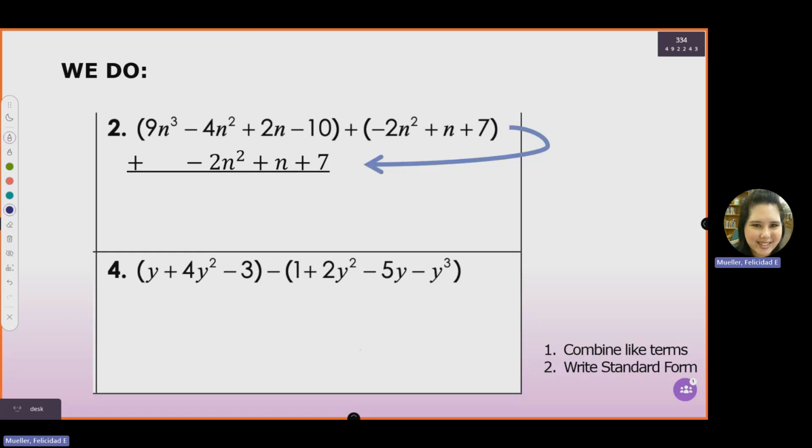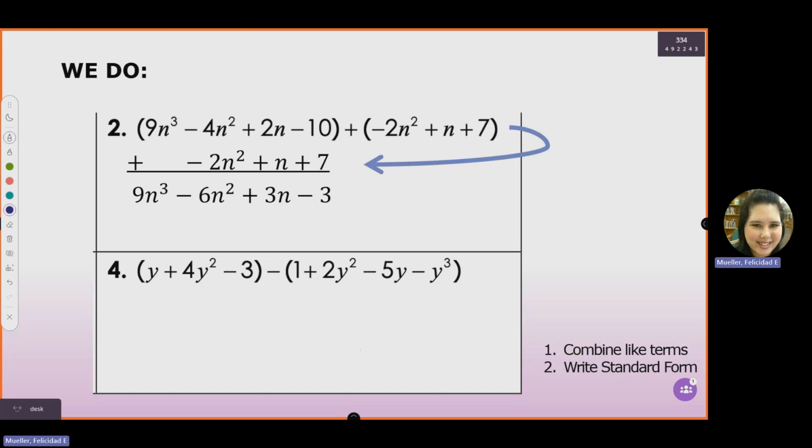So one thing I like to do is I actually like to stack my problems rather than doing them horizontally, just because I like everything lining up. So like I would move that -2n squared to the bottom and just line them up. So when we're adding, everything's great because I don't need to worry about any sign changes. We're just going to go with what we have. So 9n cubed, -4 minus 2 is -6n squared. We're going to leave the variables and exponents as they are. 2n plus n is 3n. -7 plus 7 is -3. Oh, and look at that. I did have a click through on this.